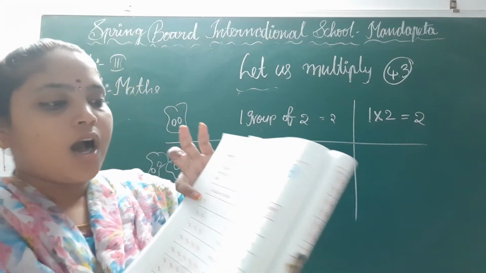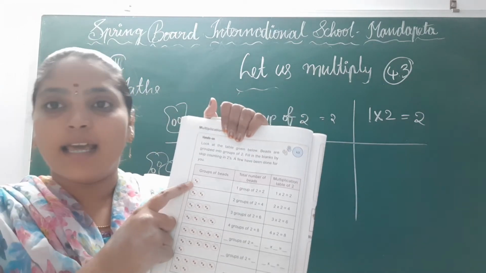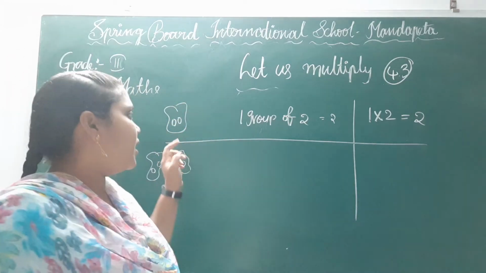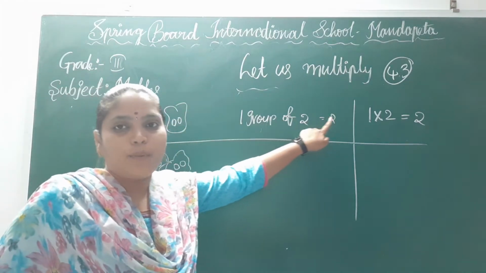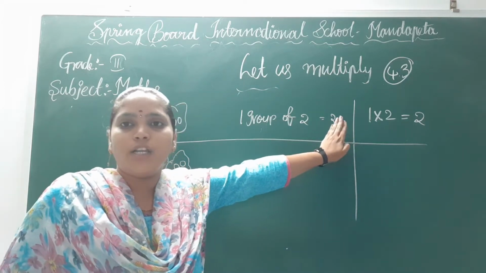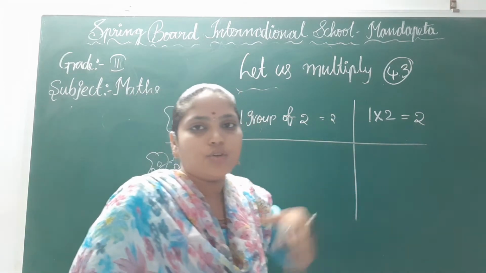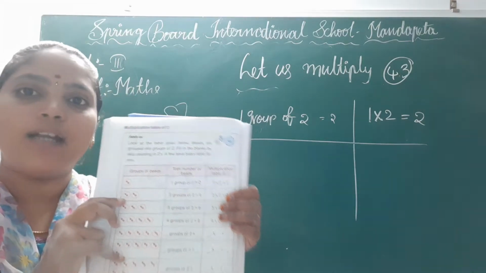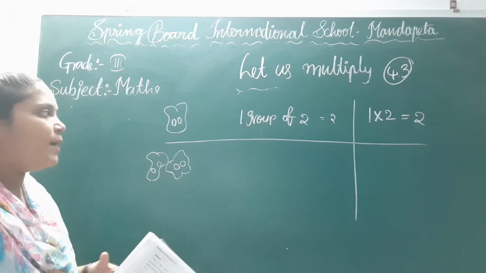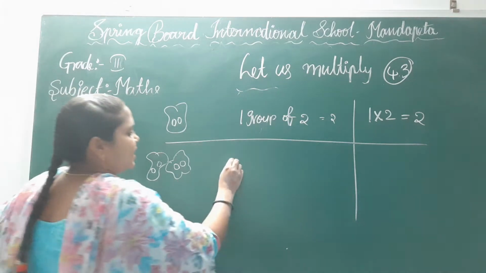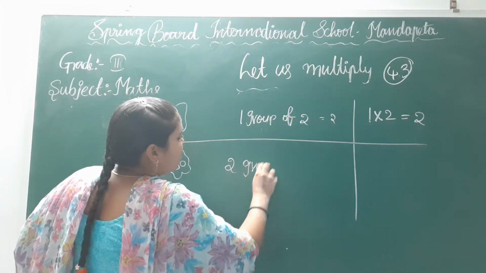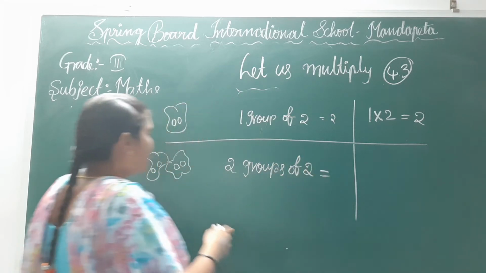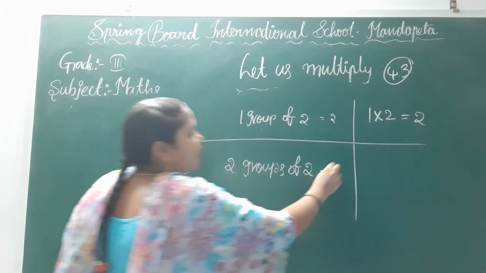Okay, first, how many groups here? Only one group, and in that group how many beads are here? 1. So here totally 1 group of 2 means only 2 beads. So 1 into 2 is equal to 2. Next, how many groups are in the second one? 2 groups, and each group has 2 marbles. That means 2 groups of 2 is equal to totally 2 and 2, 4.